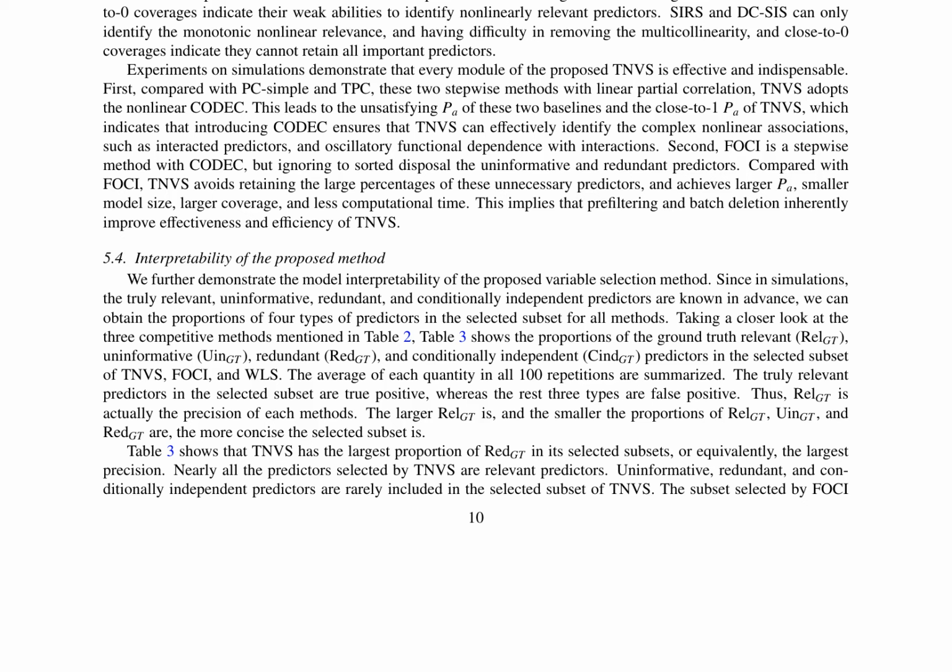To further investigate the interpretability of TNVS, the authors analyzed the proportions of truly relevant, uninformative, redundant, and conditionally independent predictors in the selected subsets of TNVS, foci, and WLS. The results, shown in Table 3, reveal that TNVS selects the largest proportion of truly relevant predictors and the smallest proportions of uninformative, redundant, and conditionally independent predictors, demonstrating its ability to identify concise and accurate subsets of predictors.